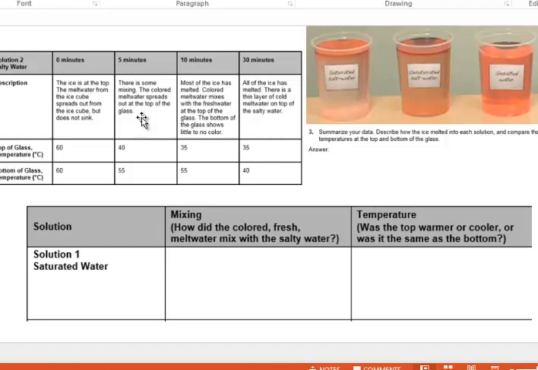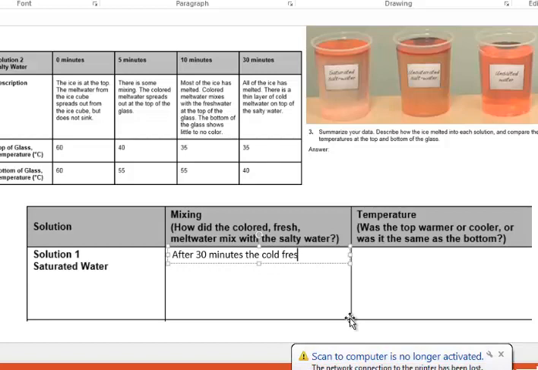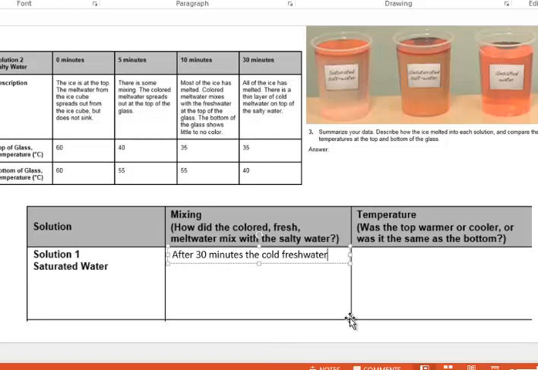And then after 30 minutes, all of the ice is melted. There is a thin layer of cold meltwater on top of the salty water. So after 30 minutes, we can see that there was almost no mixing. After 30 minutes, the cold fresh water, because remember the ice cube really is that fresh water, the cold fresh water from the ice cube stayed at the top of the solution.